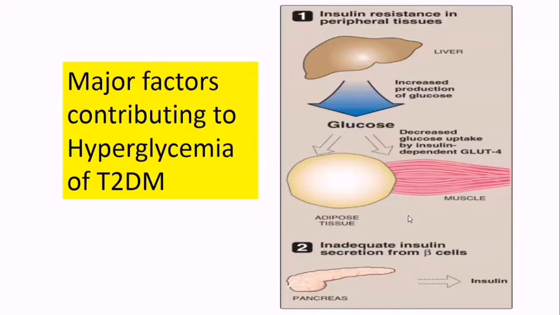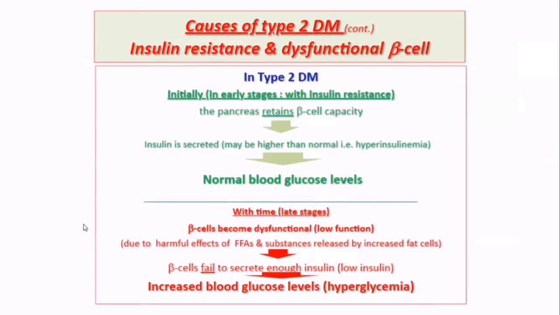So the major factors are depicted in this diagram. When a question is given in the examination, always mention that insulin resistance in peripheral tissues like the liver increases the production of glucose. There is a decreased uptake of glucose by the adipose tissue and the muscle, and also inadequate insulin secretion from the beta cells, that is, lower production of insulin. That leads to the hyperglycemia of type 2 diabetes.